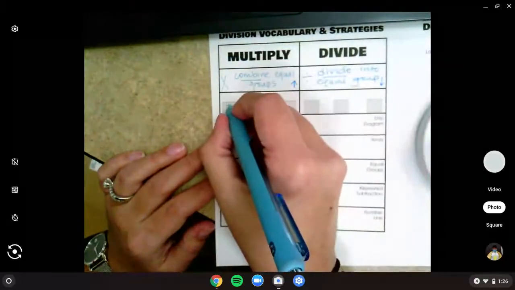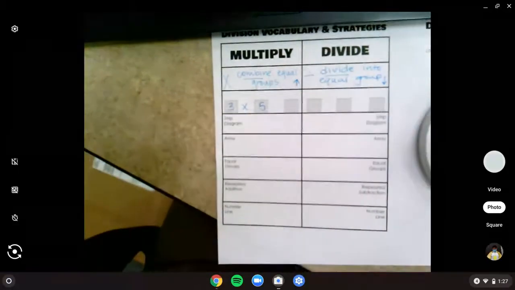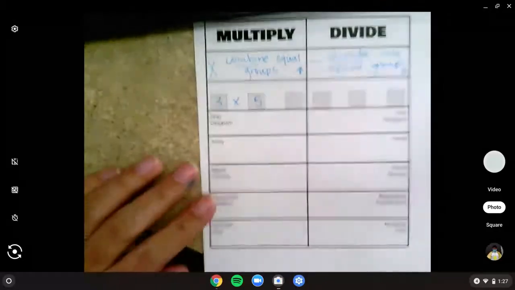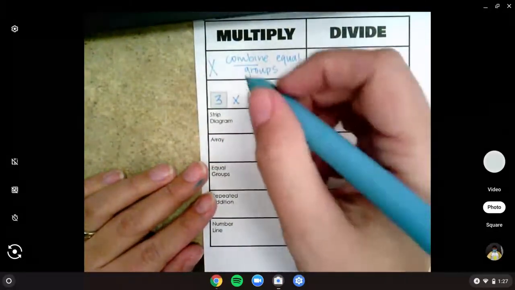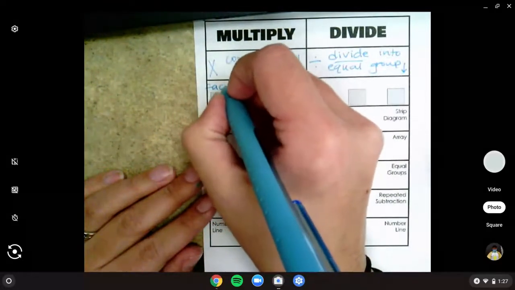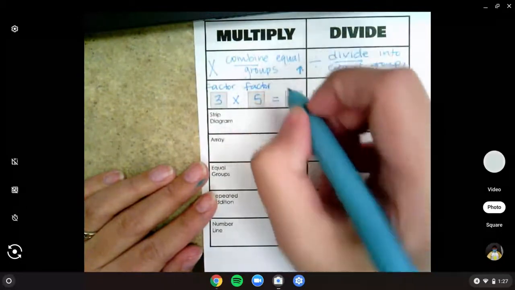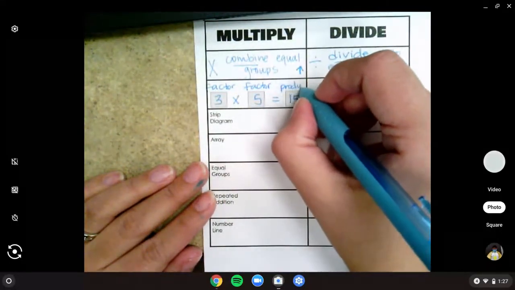Now, when we multiply, we'd have like 3 times 5. Sorry, it's a little blurry, isn't it? Equals 15 as a practice sentence. We remember the vocabulary words factor for both of these numbers. And the answer is called our product.